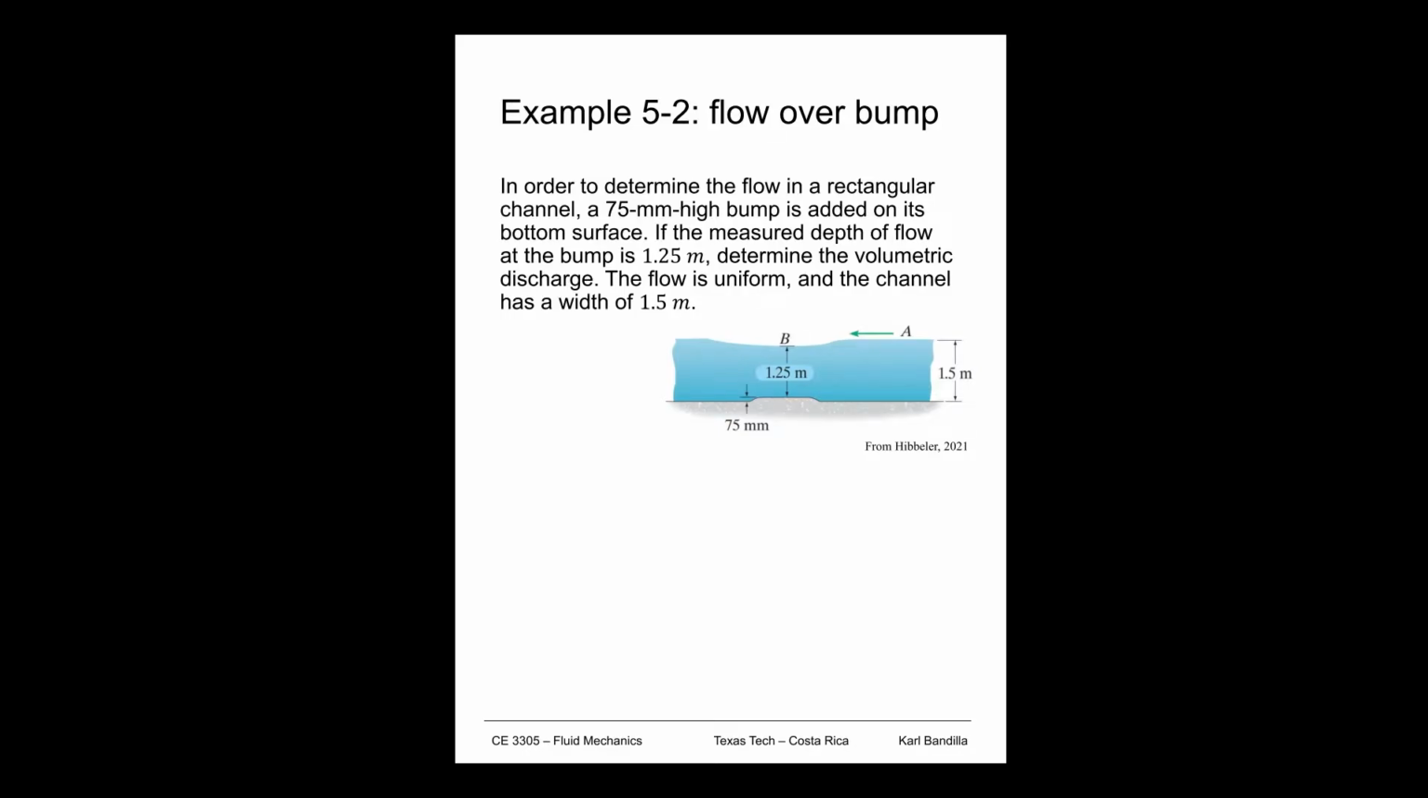This is example 5-2, flow over a bump. So basically the situation is that we have a rectangular channel flowing from left to right, and we've installed a small bump in it. The flow over this bump is going to move faster, so the whole thing is going to contract a little bit, and we can measure how deep that dip is here at B. Based on that, we can figure out what the flow in the channel is.